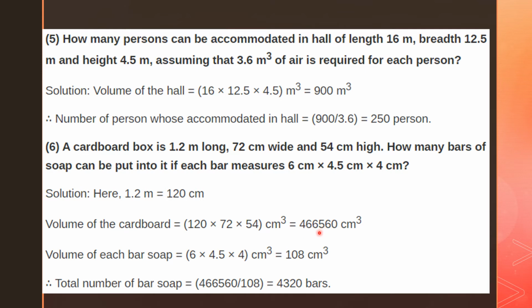4,66,560. That is the volume of the cardboard, and in that we are arranging the soap in order. So how to calculate the volume of each soap? Length into breadth into height. That is 108 centimeter cube. If the cardboard is filled with bars of soap, we can divide the volume of the cardboard by the volume of each soap. We can get how many soaps can be arranged in a cardboard. That is 4320 bars of soap can be kept.